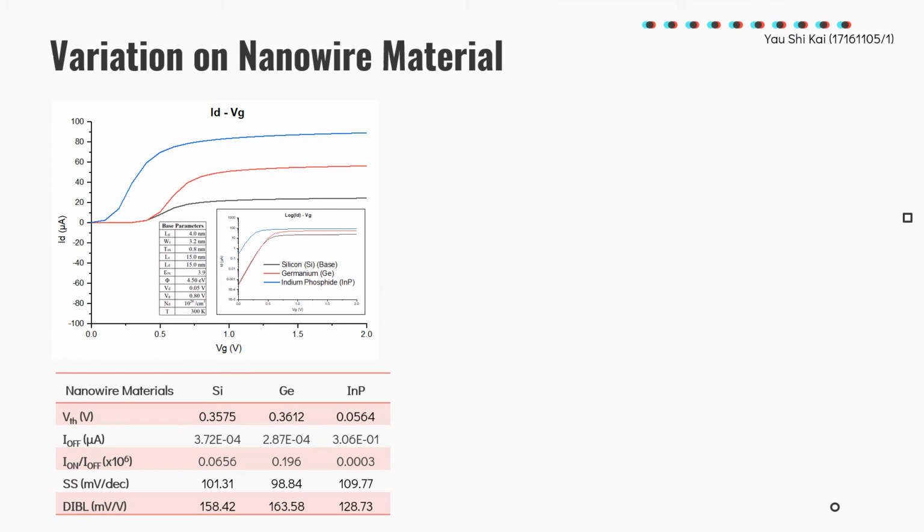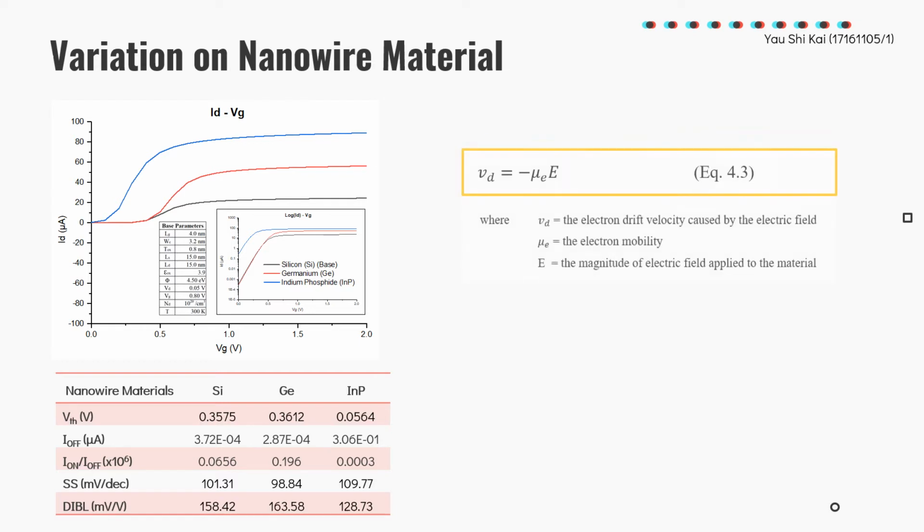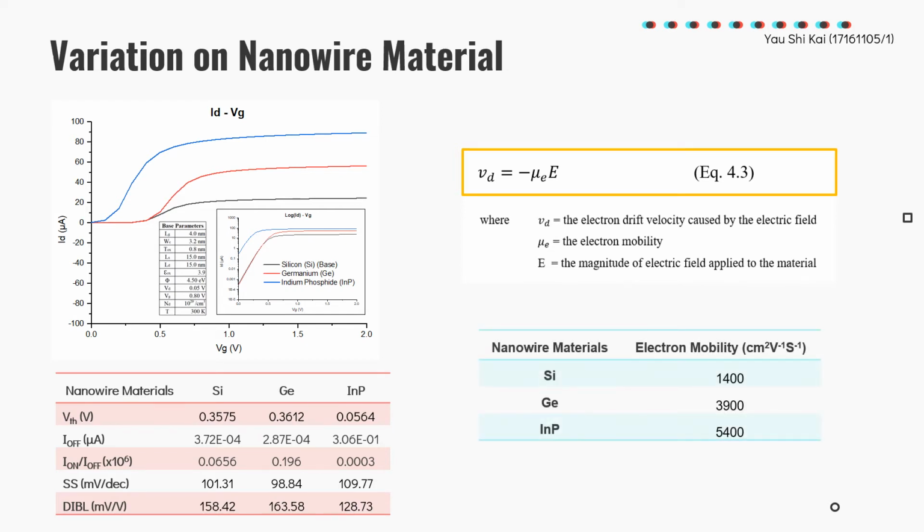Next, nanowire materials of GAA FET are varied among silicon, germanium and indium phosphide. Conductivity of nanowire is affected by the electron mobility of the materials used. From equation 4.3, electron drift velocity is directly proportional to electron mobility. Therefore, GAA nanowire FET with indium phosphide has the highest drain current since it has the highest electron mobility, as presented in the table on the right.